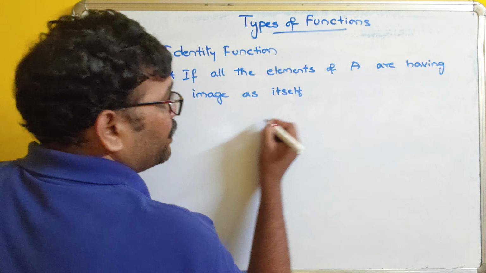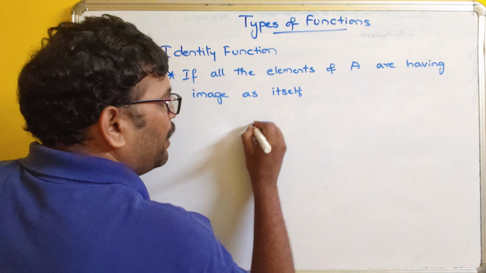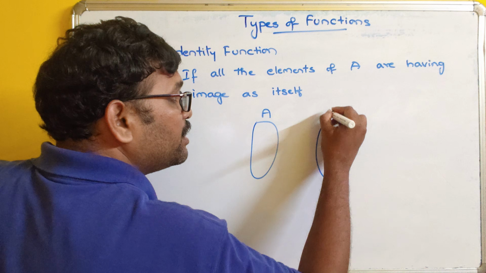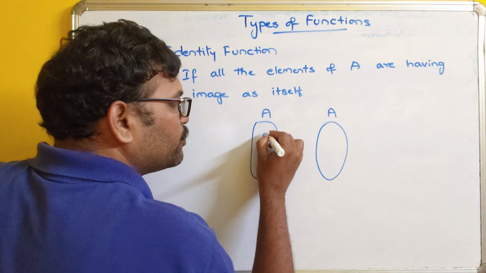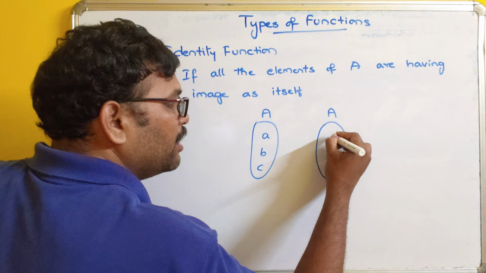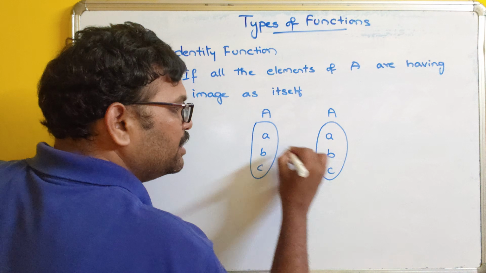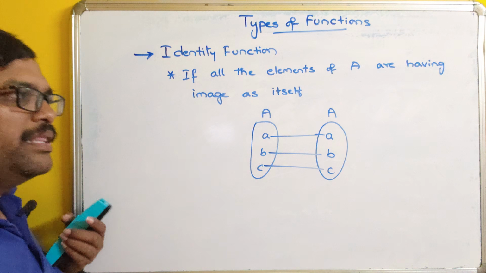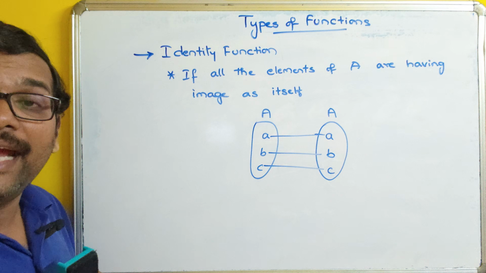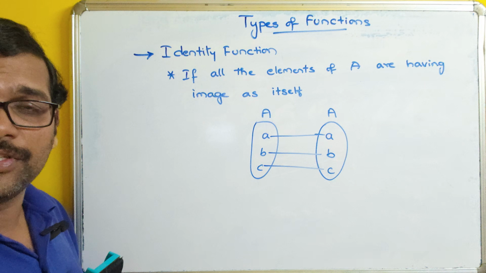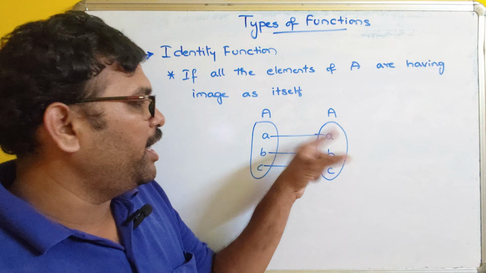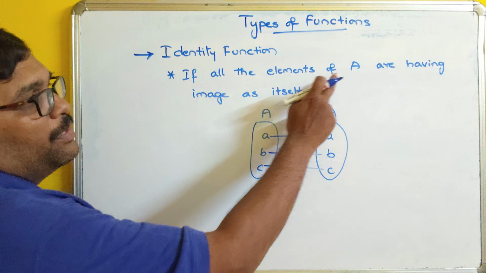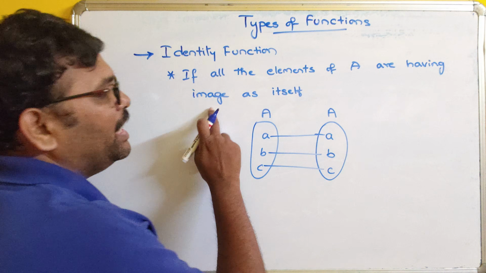For example, let us take A, and it will be mapped with again A only. So A, B, C, and again A, B, C, mapped in this way. Then we can call it an identity function. So A is mapped to A, B is mapped to B, C is mapped to C. So all the elements of A are having images.